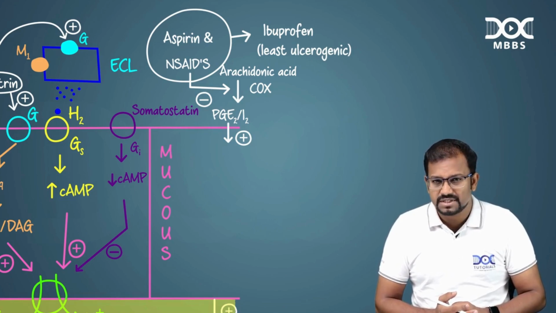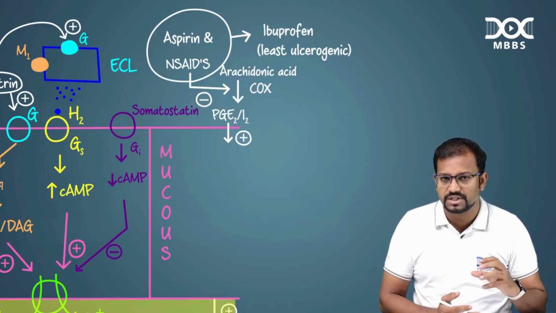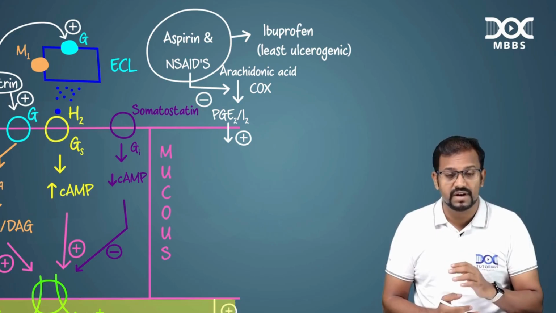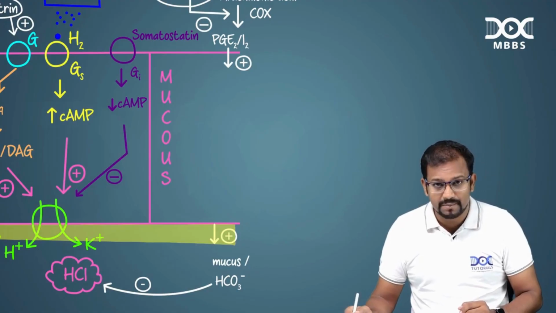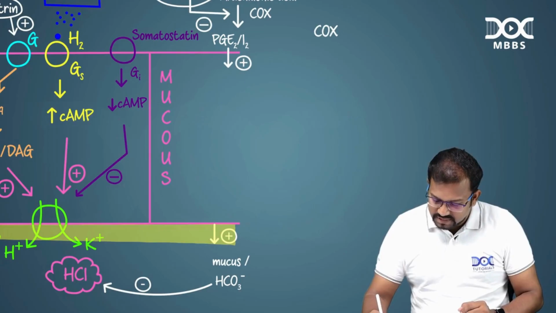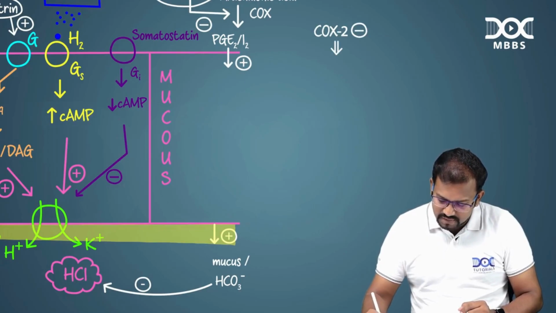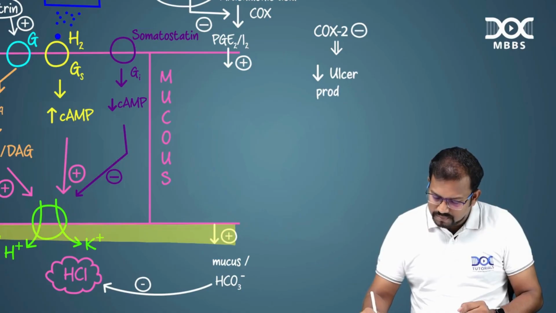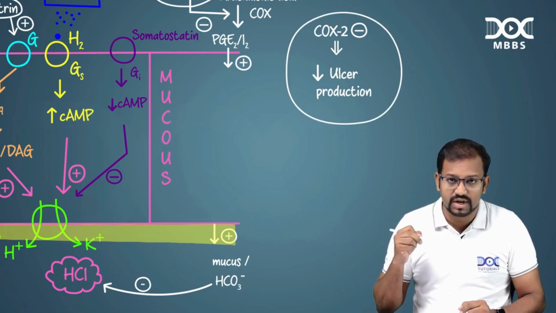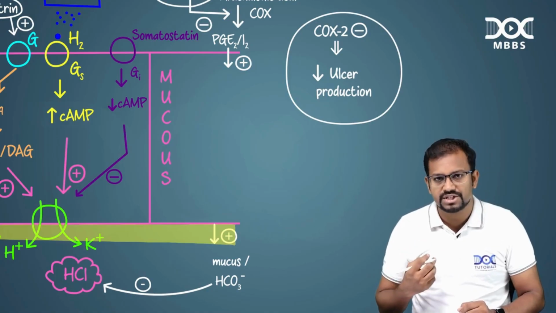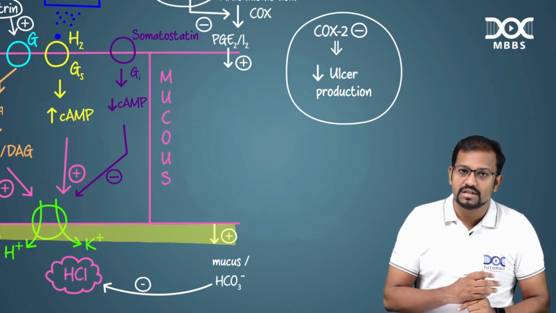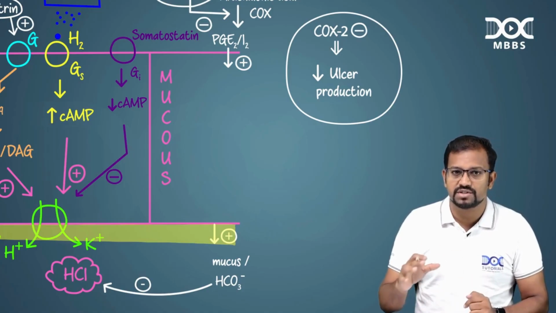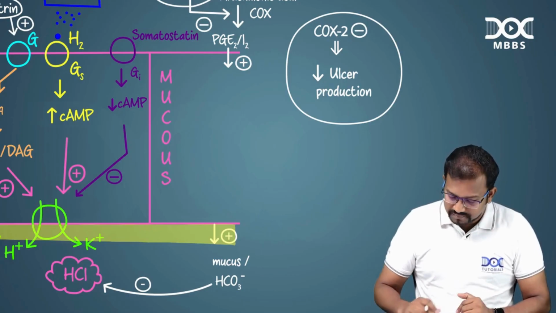So what will be the specific drug which can be used as an alternative to NSAID to prevent gastric ulcer formation? We have cyclooxygenase type 2 inhibitors. Specific cyclooxygenase type 2 inhibitors tend to have less ulcer production, but of course there is still a chance. In comparison to the non-selective cyclooxygenase inhibitors, cyclooxygenase type 2 inhibitors produce the least chances of ulcer production. Now let's move on to the next one.